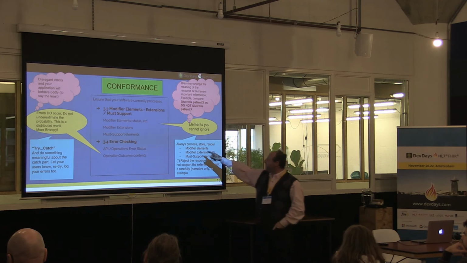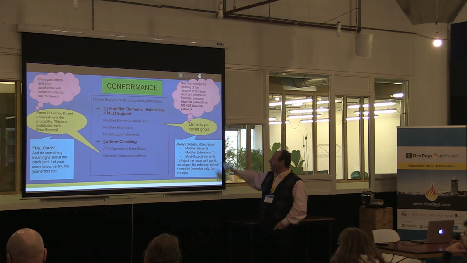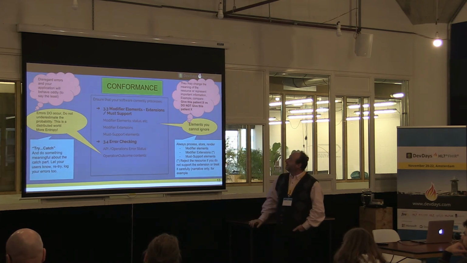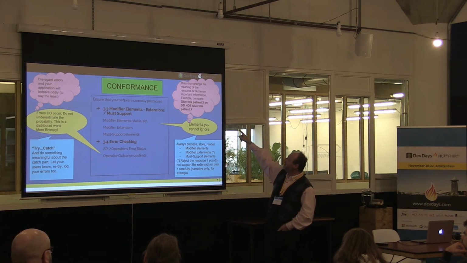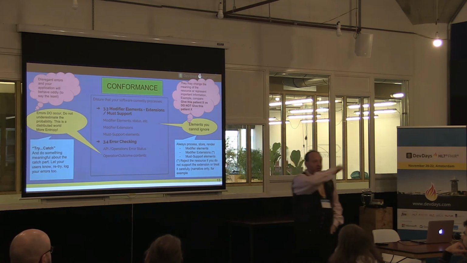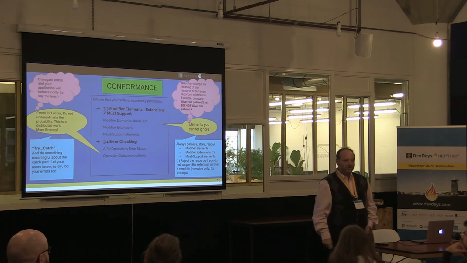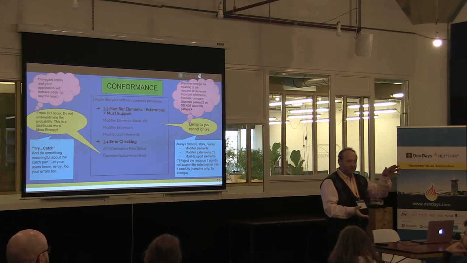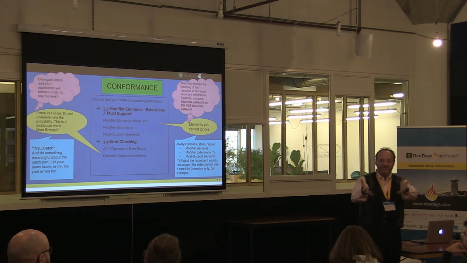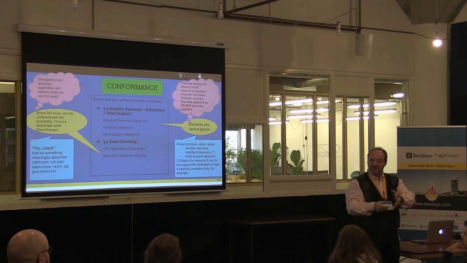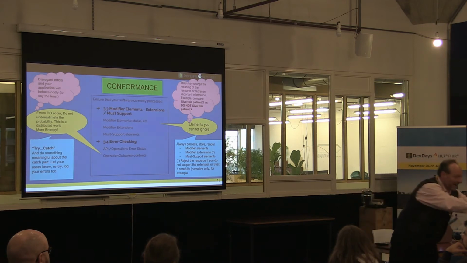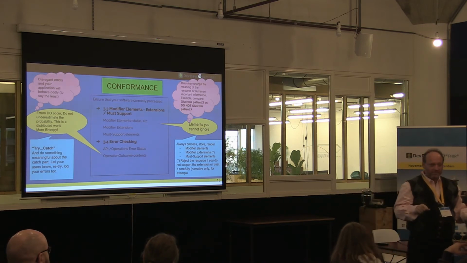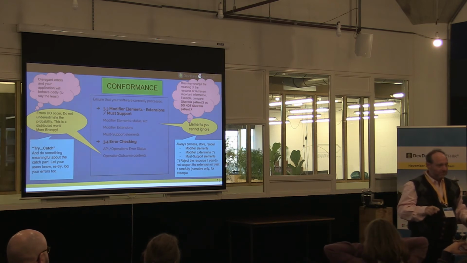So you have to always process, store, and render modifier elements, modifier extensions, and must support elements, because they may change the meaning of the resource. And this is an example. Suppose I have a do-not-do-it extension, and I have a medication, and I have this resource: this medication, please do not give to this patient. I don't care about extensions, and I kill him. Not good. Okay?